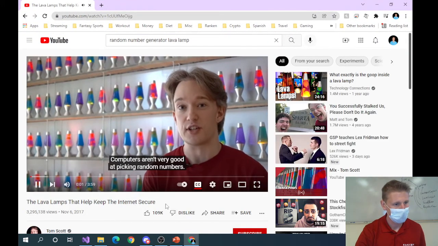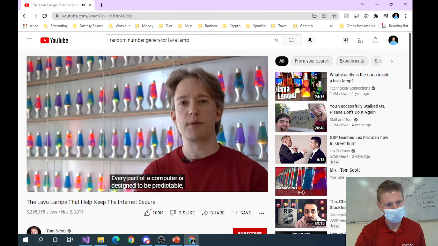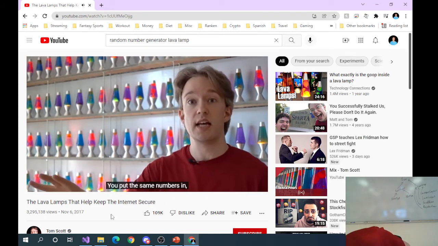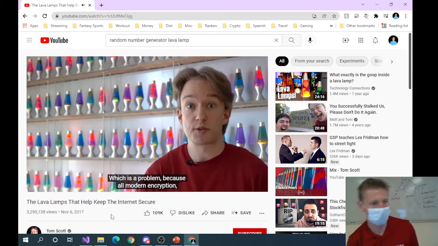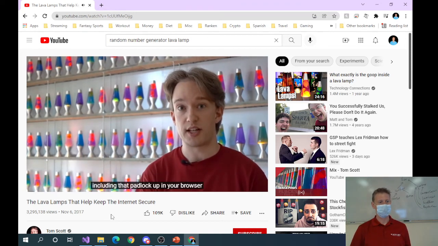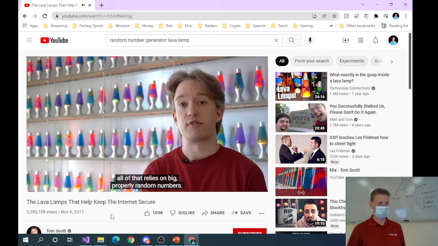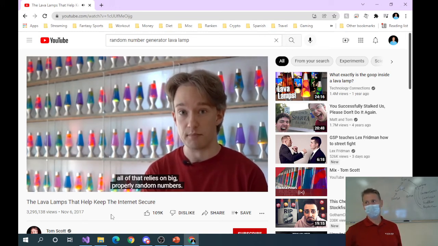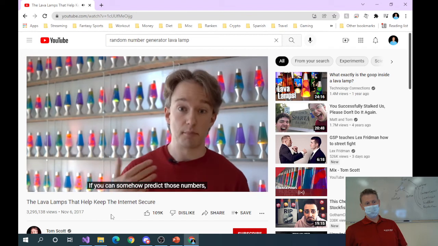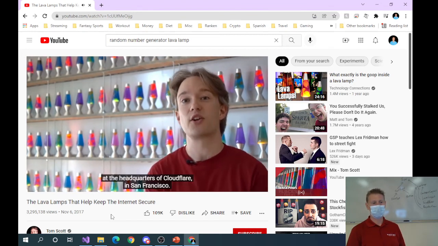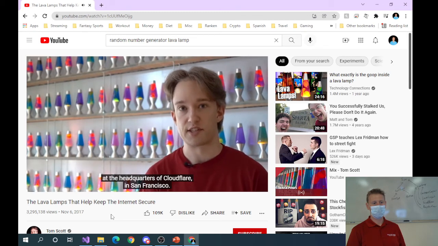Computers aren't very good at picking random numbers. Every part of a computer is designed to be predictable and follow logical patterns. You put the same numbers in, you're going to get the same numbers out, which is a problem because all modern encryption, including that padlock up in your browser that tells you that you're safe, all of that relies on big, properly random numbers. If you can somehow predict those numbers, you can start breaking those locks, which is why I'm here at the headquarters of Cloudflare in San Francisco.